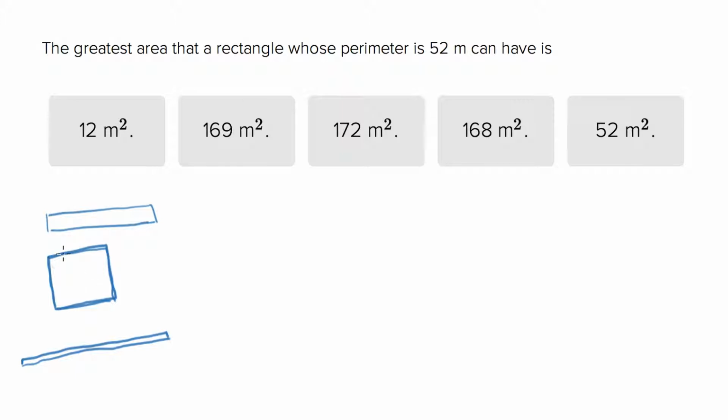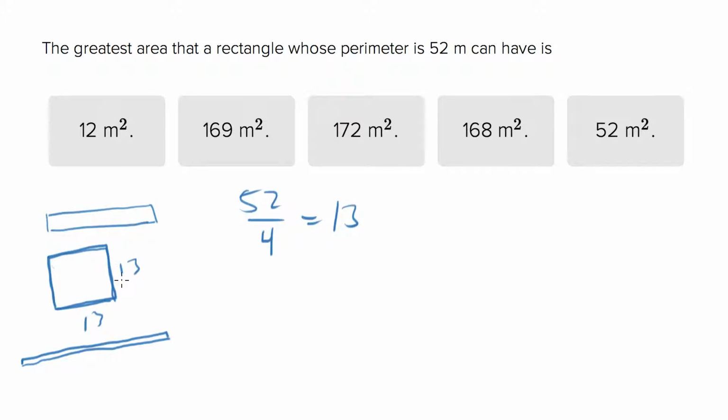So we know the perimeter is 52. So 52 divided by 4 will give us the length of a side, right? Which is, 4 goes into 60 15 times, 14, 13. So this is equal to 13. That's the length of a side.